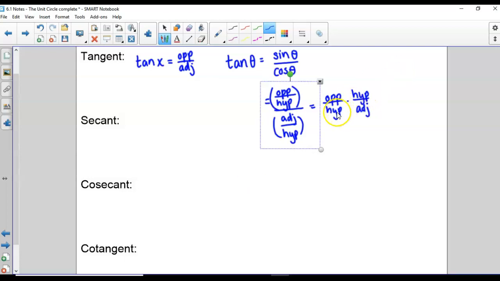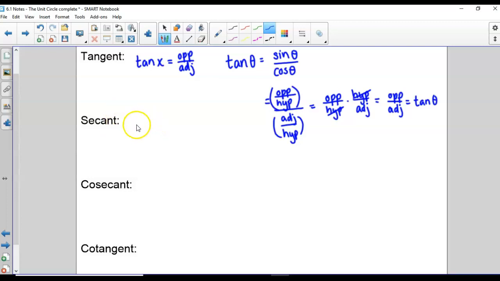And what's going to happen with both of those hypotenuses? What's going to happen with the hypotenuse on top and the hypotenuse on bottom? They cancel, right? And then if you multiply across, that leaves you with opposite over adjacent, which is tangent. So that's the proof. That's the mathematical reason why tangent theta equals sine theta over cosine theta. So we need to know that tangent equals sine divided by cosine.